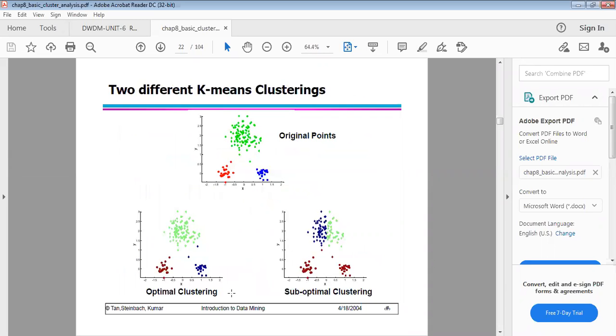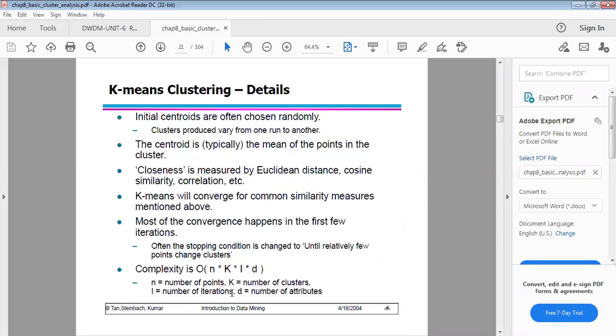Here you have to see the two different types of K-means clustering. The initial centroids are often chosen randomly. The clusters produced vary from one run to another. The centroid is the mean of the points in the cluster. The closeness is measured by Euclidean distance, cosine similarity, and correlation. K-means converges for the common similarity measures mentioned above.